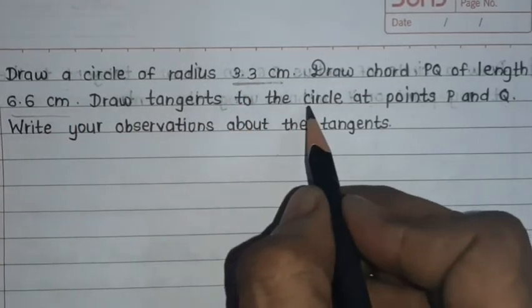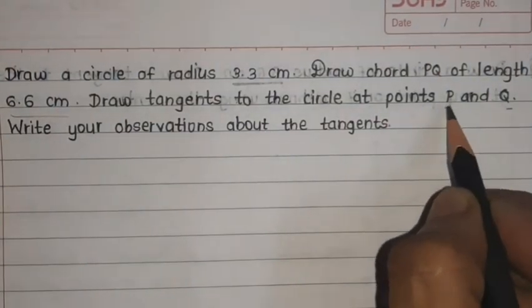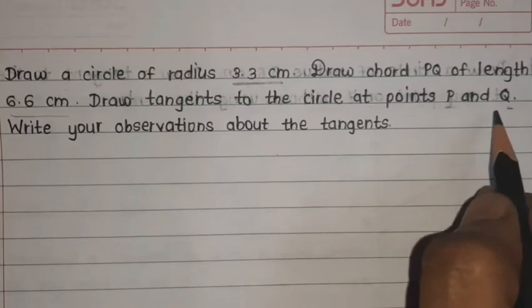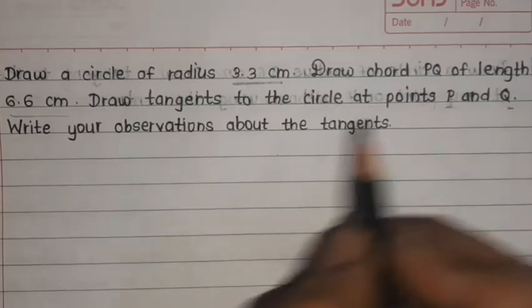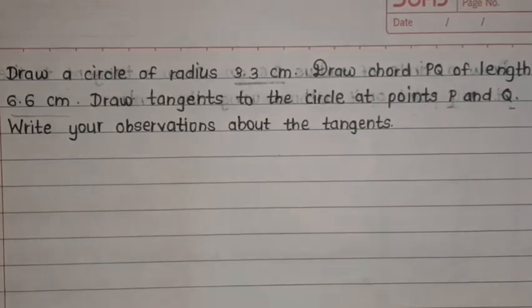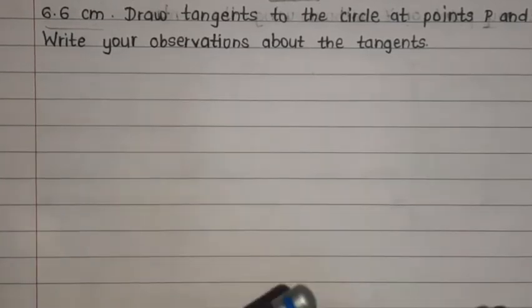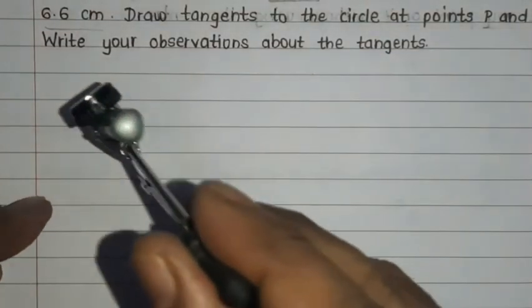Draw a tangent to the circle at points P and Q. We got 2 points, and passing through these 2 points we have to draw the tangents to the circle and write your observation about the tangents. First of all, we construct the tangents and then we will see the observation about the tangents. First of all, we have to draw the rough figure. See, just we have to draw the circle.